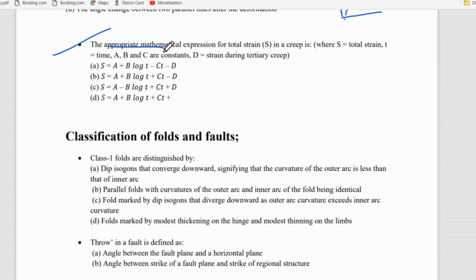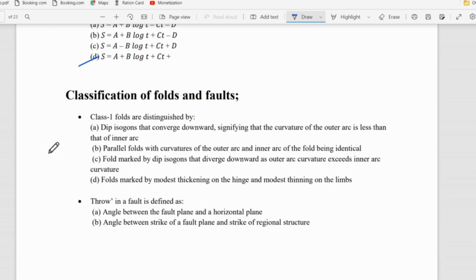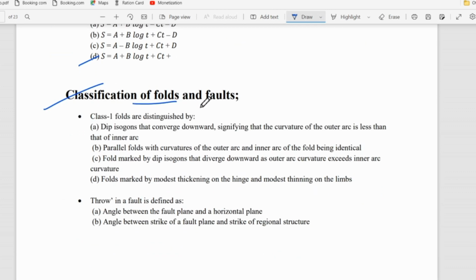Next is the appropriate mathematical expression of total strain creep. You will find this equation in Bangar, so it is D. Next is classification of fold and fault.